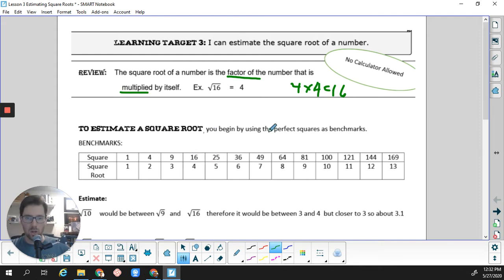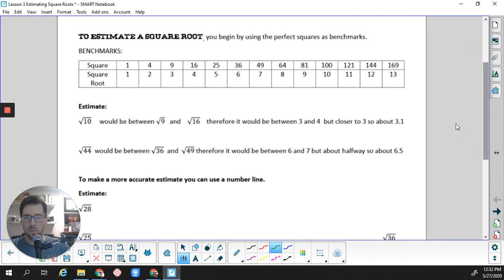So if we're going to estimate, we're looking at perfect squares and using them as what we call benchmarks. Benchmarks give us the base for where we're going to start. We can use this benchmark chart right here. It's pretty useful. We see the square root and the squares on top. So 2 times 2 is 4, and the square root of 4 is 2. Same thing way over here. 13 times 13 is 169. The square root of 169 is 13. I'll just draw those in there. Okay, so hopefully that helps make a little bit of sense.